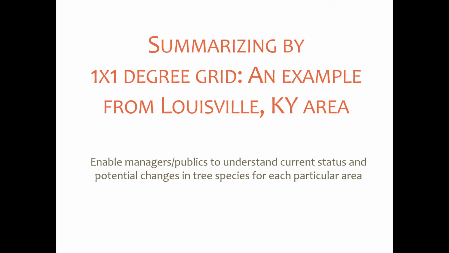Okay, so I want to just go through one of these tables to help you understand a little better what we're trying to do in this quite complicated table. So I'm going to use the Louisville, Kentucky area on the 1 by 1 degree grid and provide some information about what the table says in order to enable managers and the public alike, scientists, to understand the current status and the potential changes in tree species for each particular area.